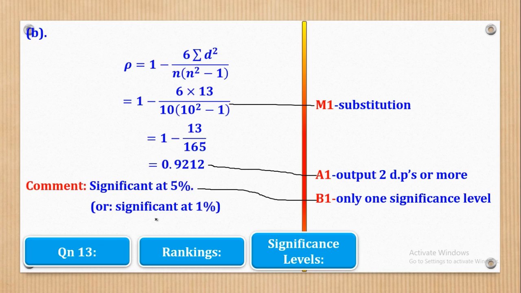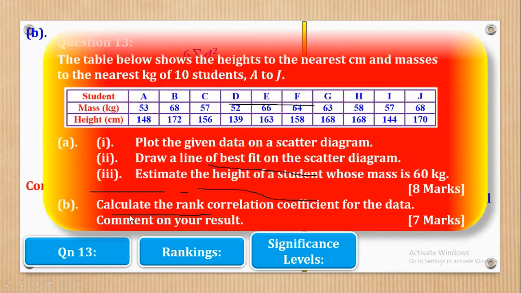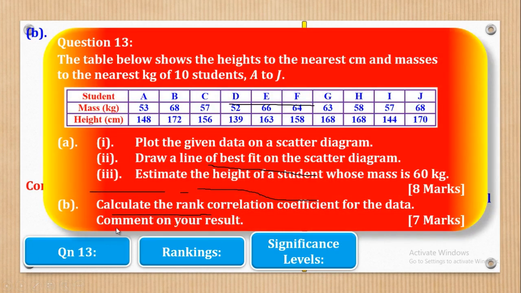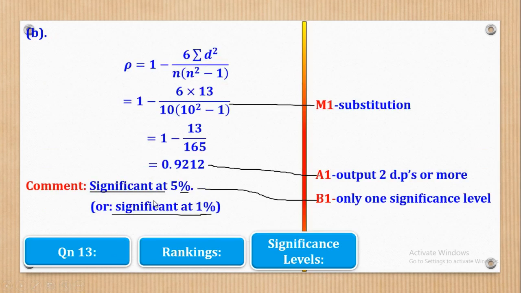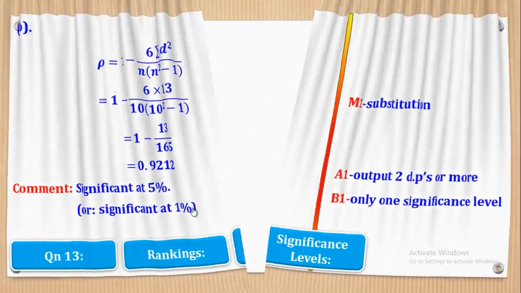Some students, because they didn't specify to comment whether at 5% or 1%, give both comments. They'll say significant at 5%, and after that they also say significant at 1%. That will be wrong, because the question said comment, not comments. It's only one comment. Therefore, you have to choose either you comment at 5% or at 1% for you to get this last mark.